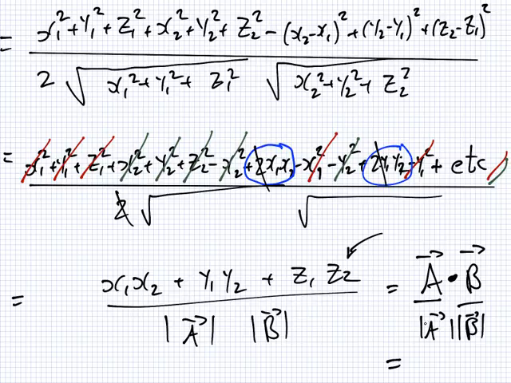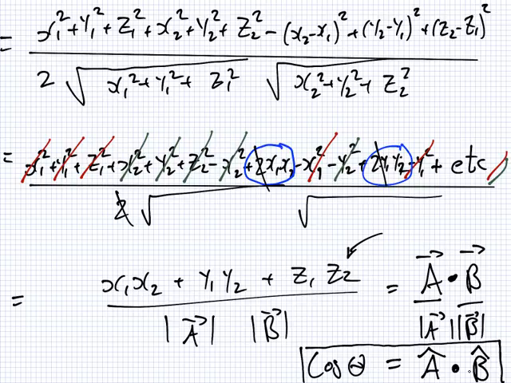Unit vector. So you get A unit vector dot B unit vector. So we end up with this very simple to write formula. The cos of the angle between two vectors is the dot product of the unit vectors.